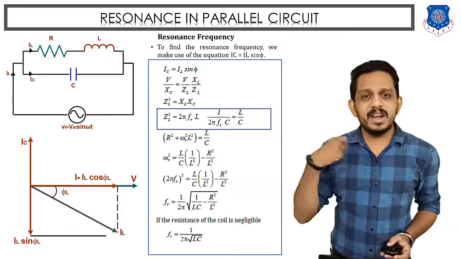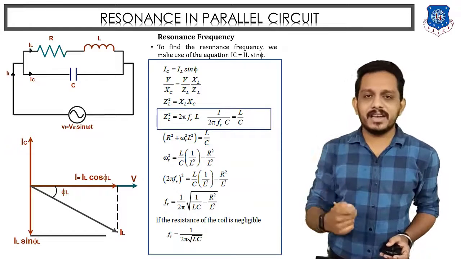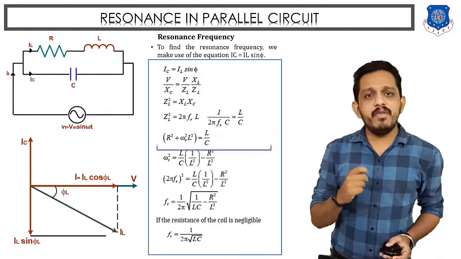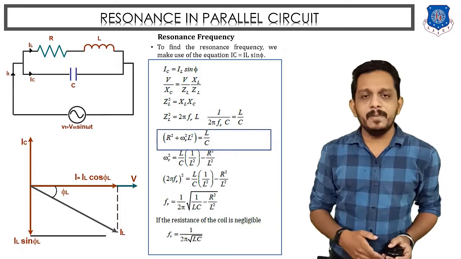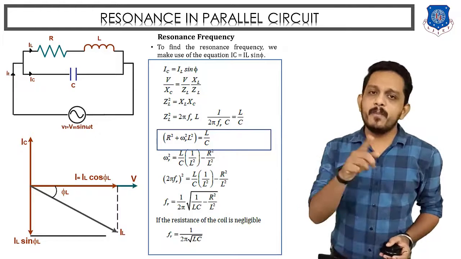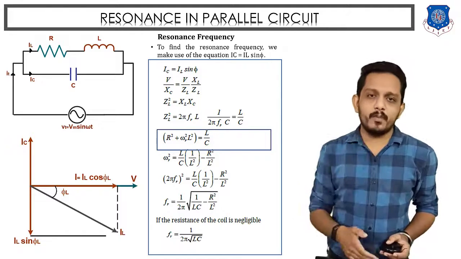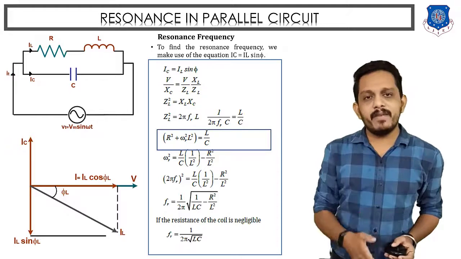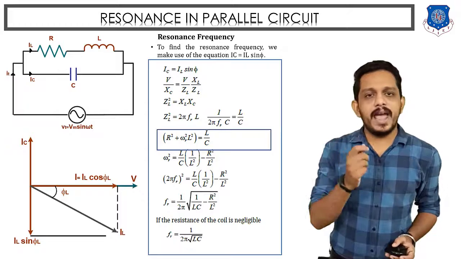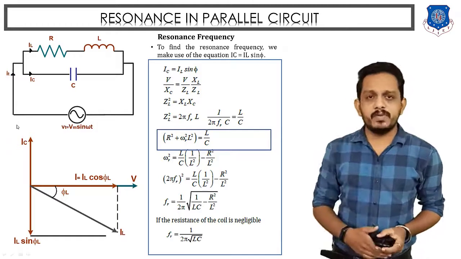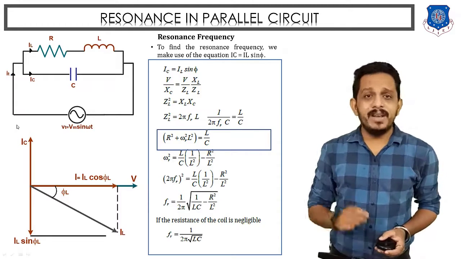Now we want to define the resonant frequency. For that we must put the values of XL and XC in this equation. So if we put the values of XL and XC, then ZL square is equal to 2 pi FL into 1 upon 2 pi FC. So this 2 pi F will be cancelled out, and the equation will be ZL square is equal to L upon C.